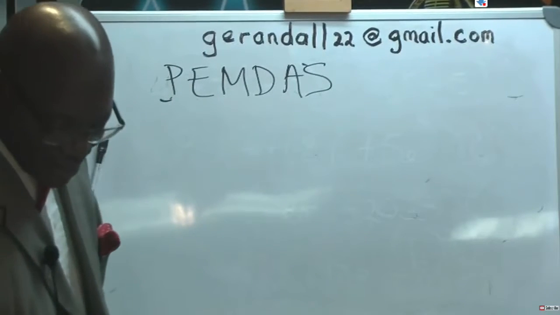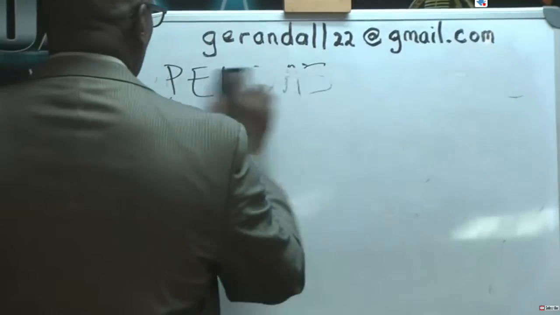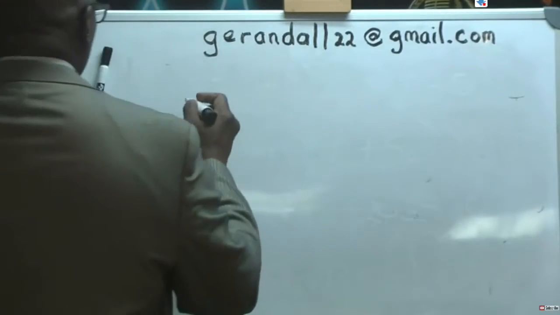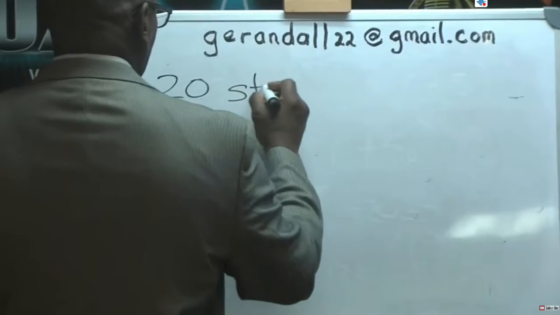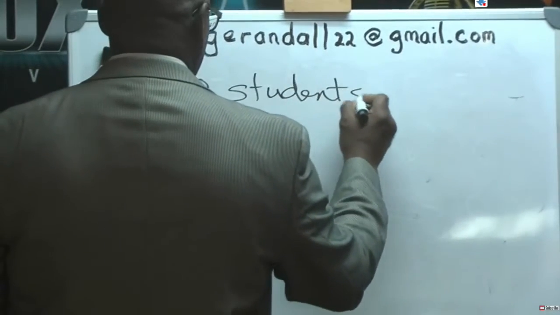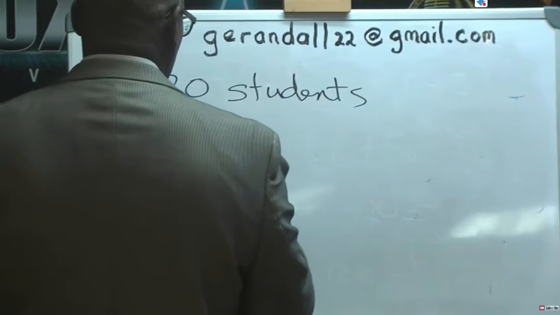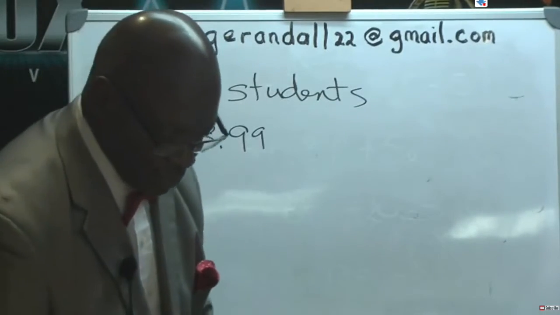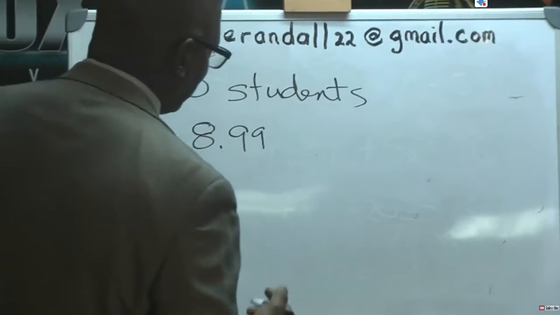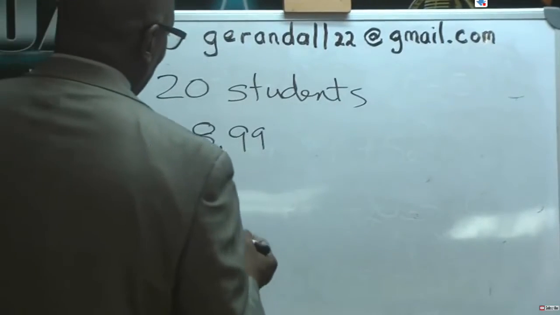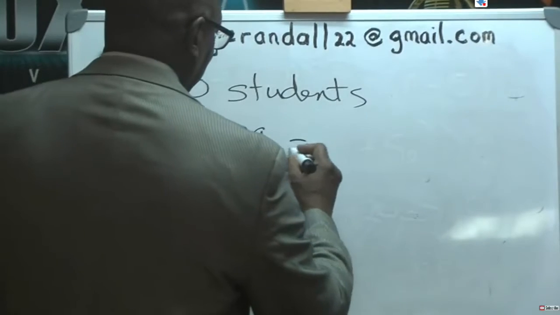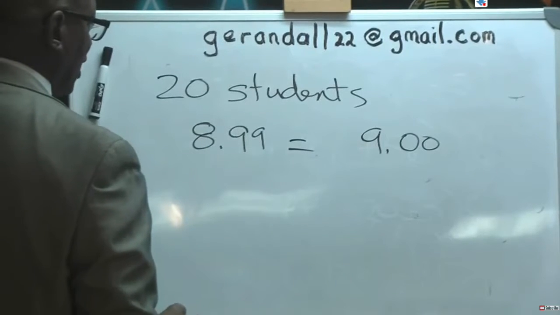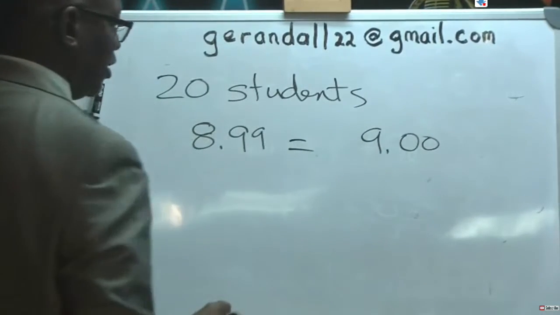Now, of course, information. 20 students. Cost per student, $8.99. Now, we want to use the distributive property in order to answer this. What's $8.99 close to? $9, right? And, however, it's a penny over.